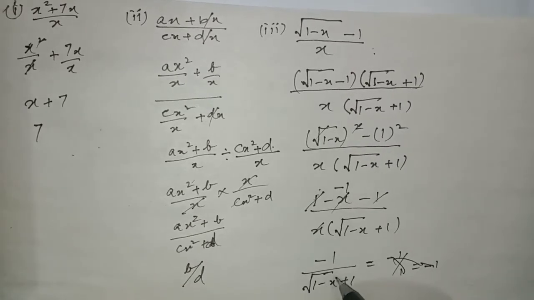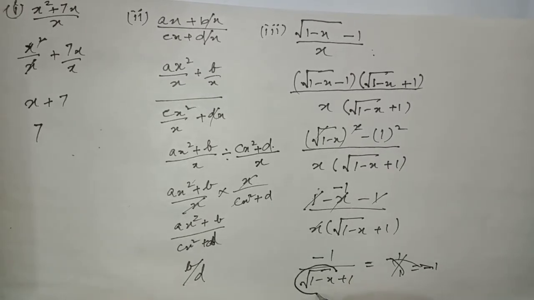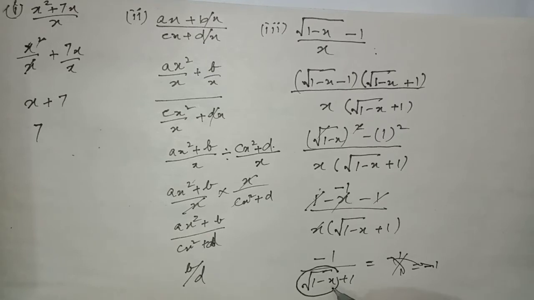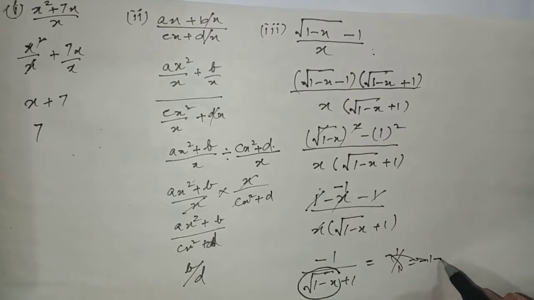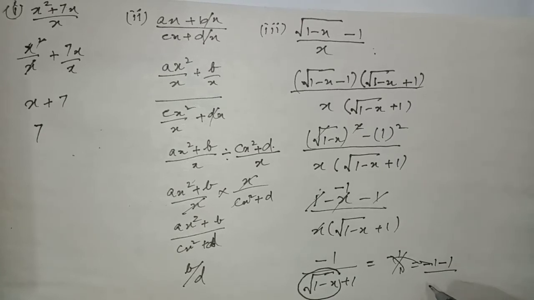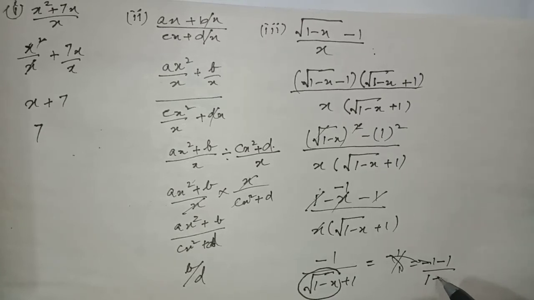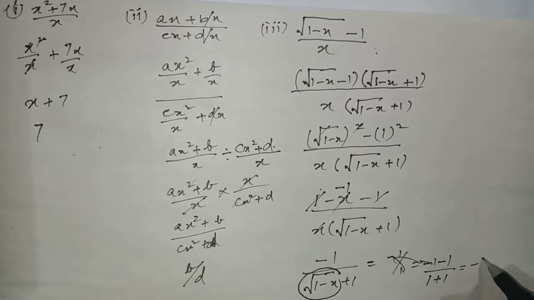No, since this x will be 0, so it will be 1, square root of 1 under it. So we can write minus 1 upon square root of 1 will give us 1. 1 plus 1 will be 2, so it will be minus half.